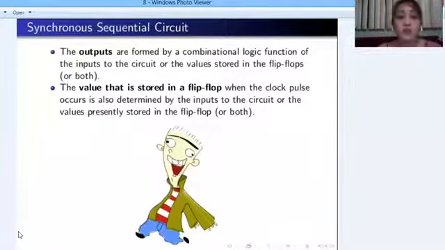The outputs are formed by combinational logic functions of the inputs to the circuit, the values stored in the flip-flops, or both. The value stored in a flip-flop when the clock pulses occur is also determined by the inputs to the circuit or the value presently stored in the flip-flop.